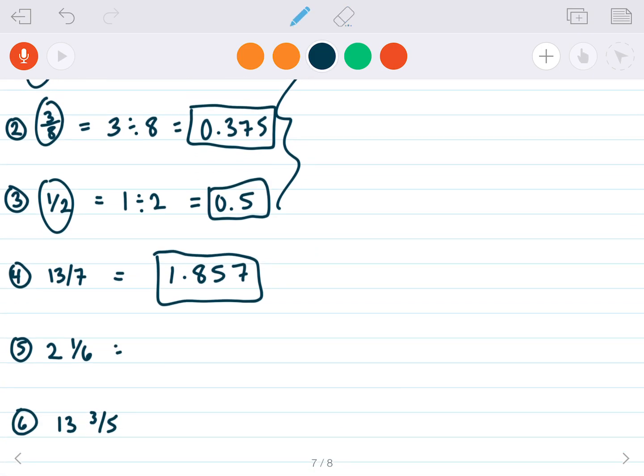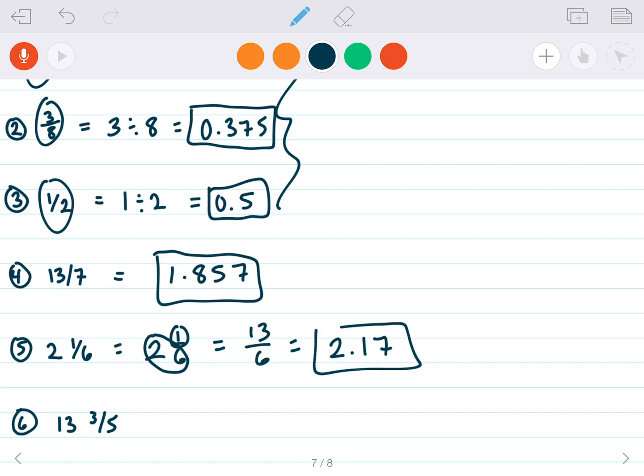So this, we have 2 and 1/6. I would change this to an improper first, or if you want, you can do 2 plus 1 divided by 6, but make sure the 1 divided by 6 is in parentheses, order of operations. Anyway, I would just change this to an improper fraction. So 2 and 1/6, we multiply these. 2 times 6 is 12, plus 1 is 13 over 6. So that's improper. When we do 13 divided by 6 in the calculator, we get 2.17 approximately. Okay. 2 and 17 hundredths is approximately this guy.